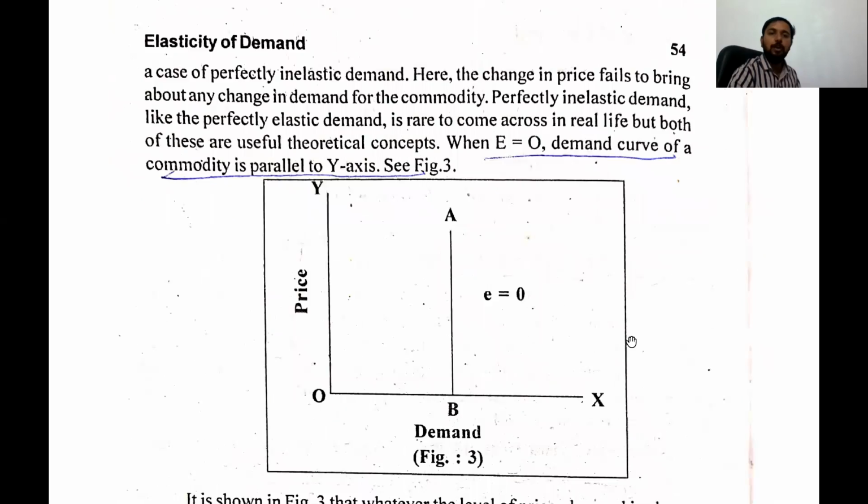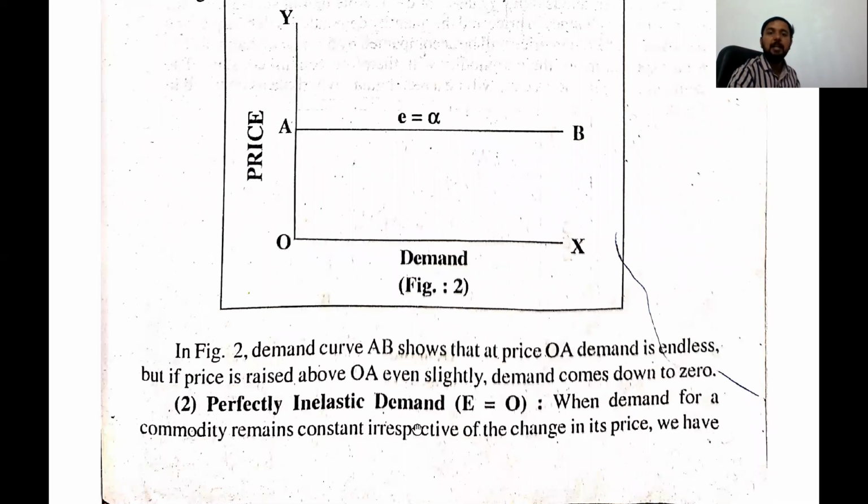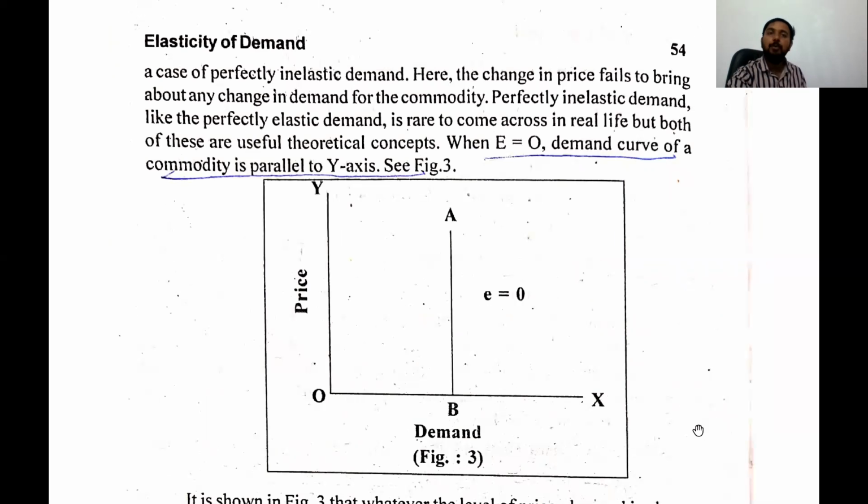Now guys, we will move further to the second type, that is perfectly inelastic demand. I gave you the example of salt: whether the price rises or falls, there will be no change in the demand for the product. When demand for a commodity remains constant irrespective of the change in its price, we have a case of perfectly inelastic demand. Here the change in price fails to bring about any change in demand for the commodity.